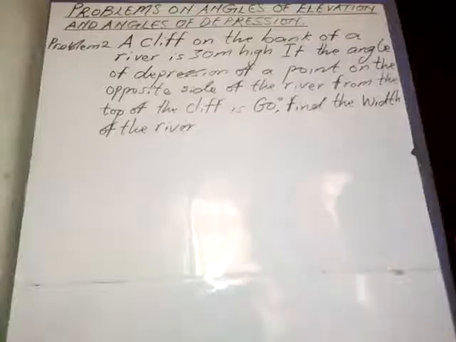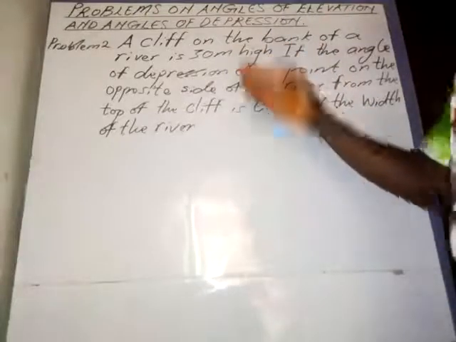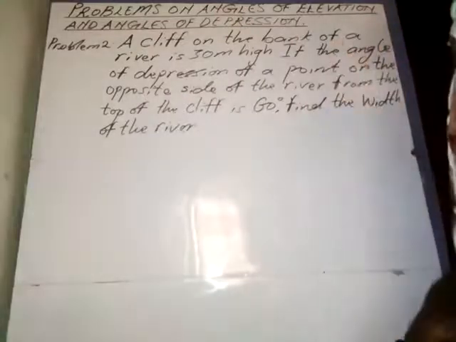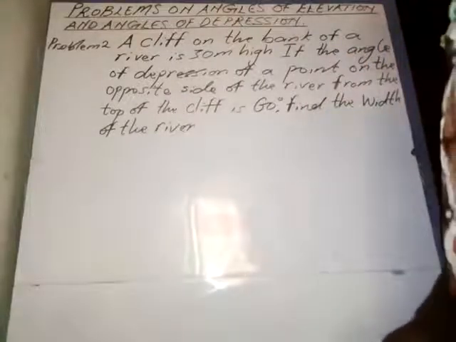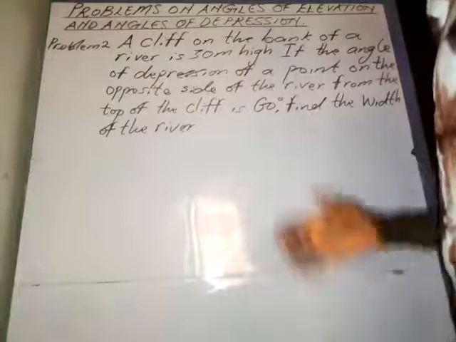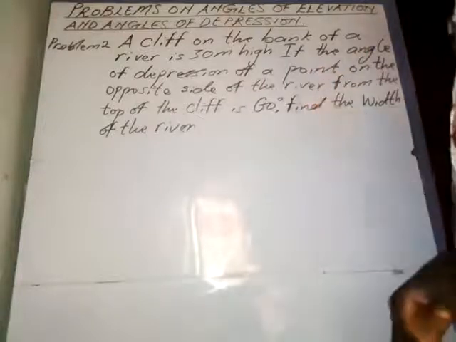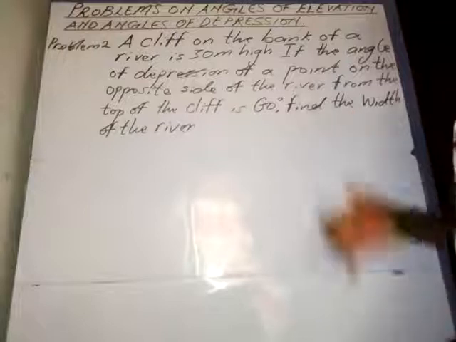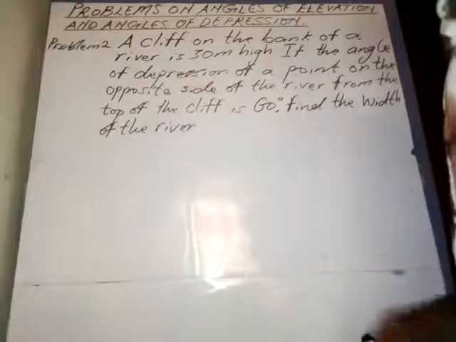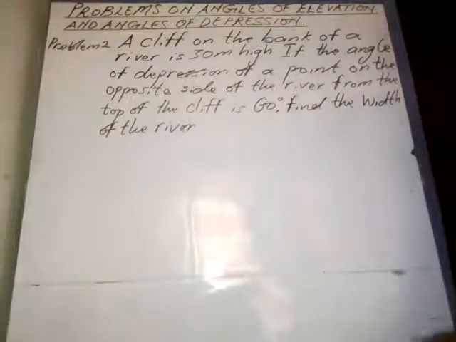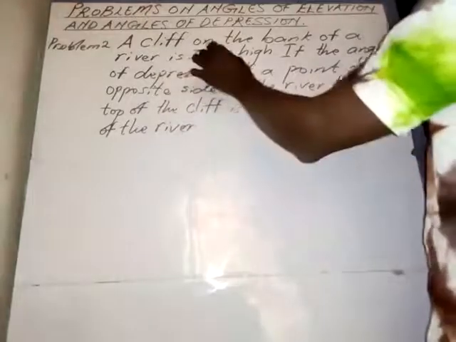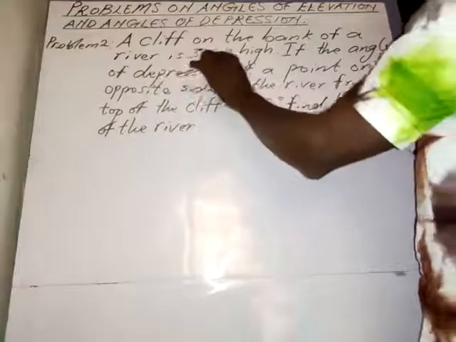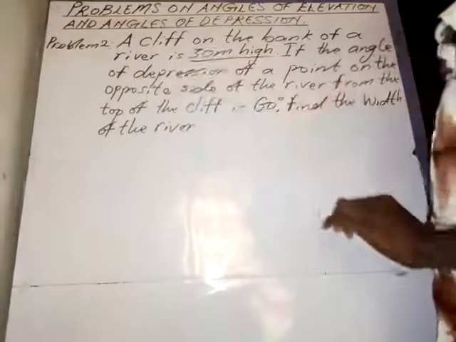Okay, here is another problem on angles of elevation and depression. I want to show you how you can solve this question, and let's read the question to know what we want to do here. The question says a cliff on the bank of a river is 30 meters high.